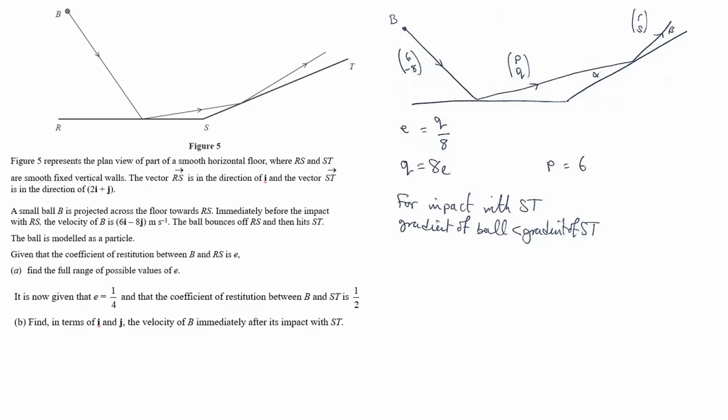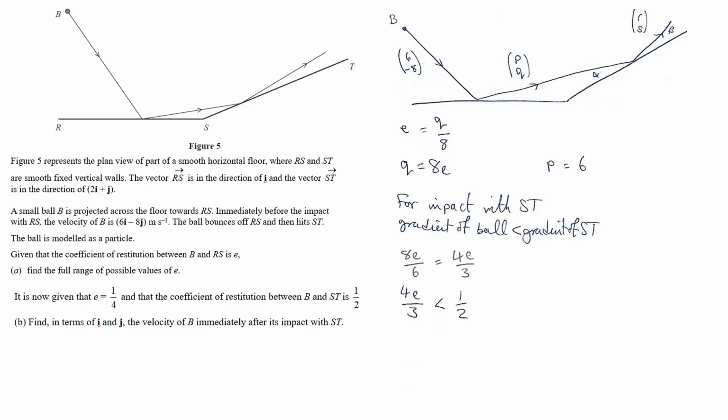So I've said for impact with ST, the gradient of the ball, or is it a ball? Yeah, a ball. For impact, the gradient of the ball has to be less than the gradient of ST. So I've said 8E, which I've just worked out, over 6, and I've simplified that to 4E over 3. That gradient has to be less than a half.